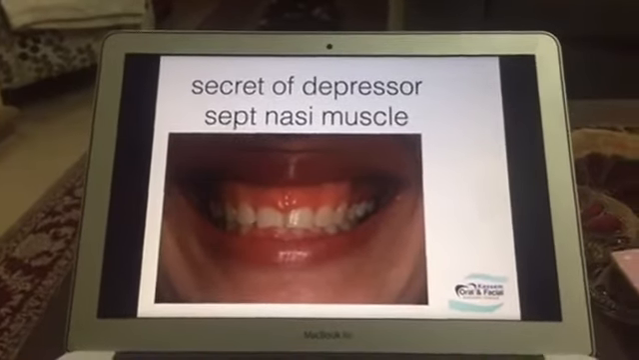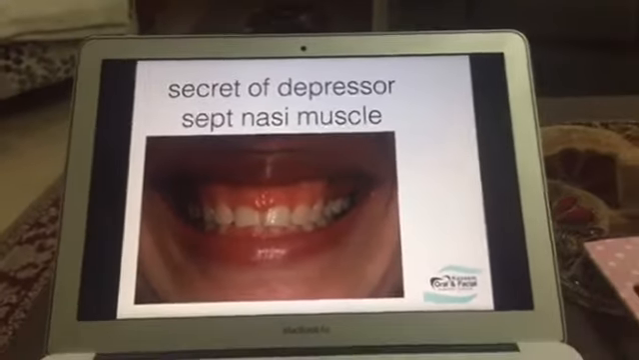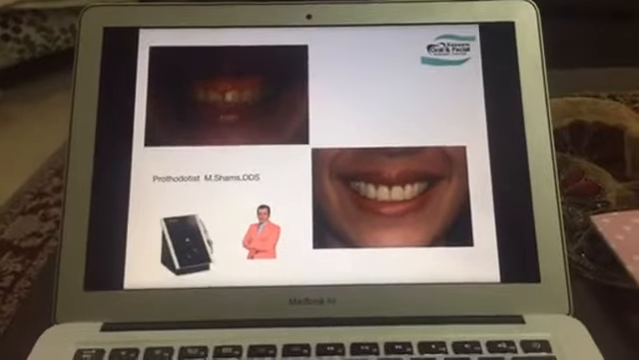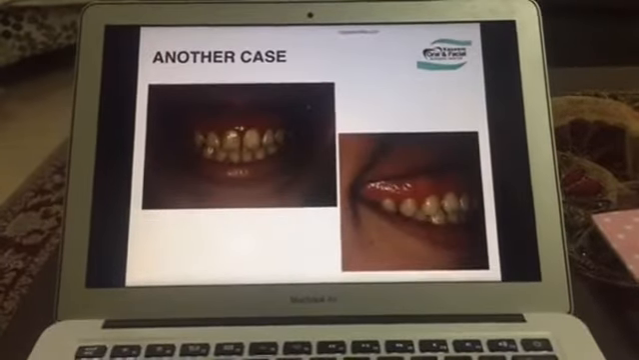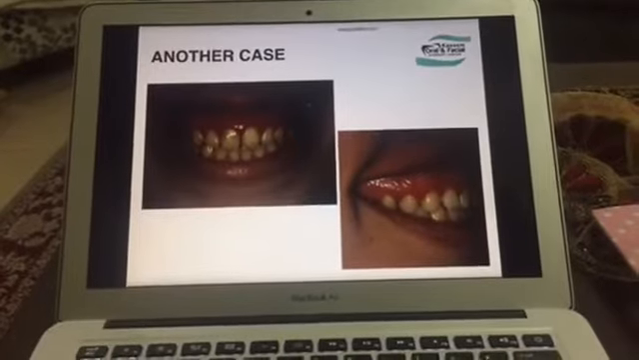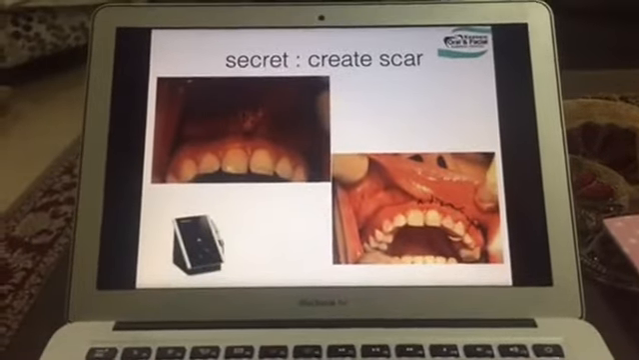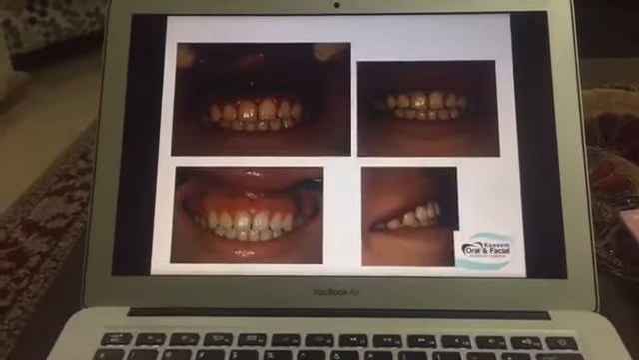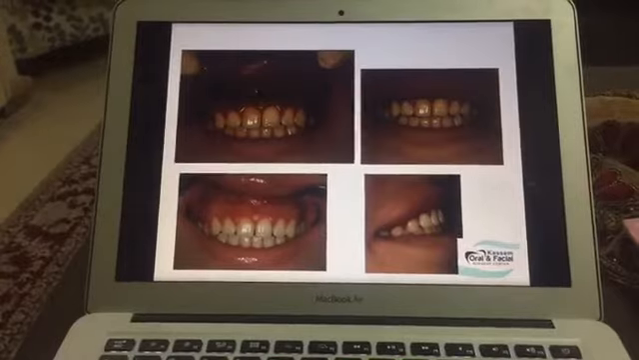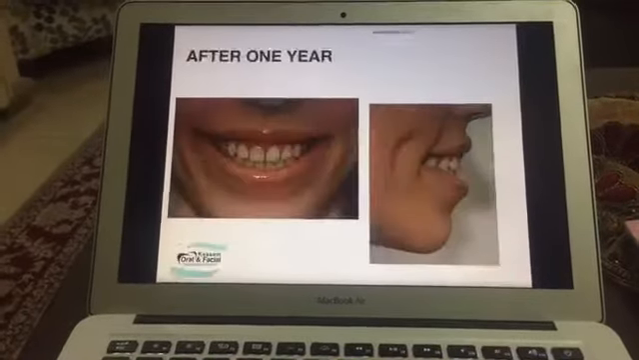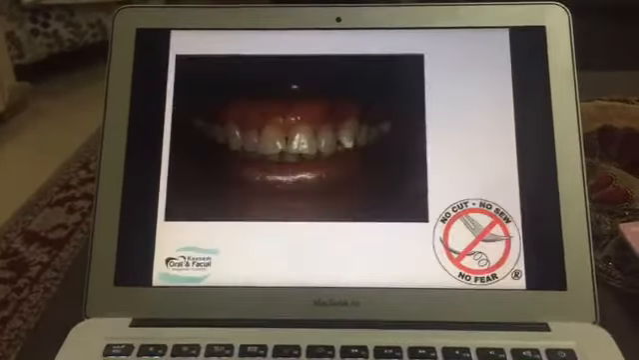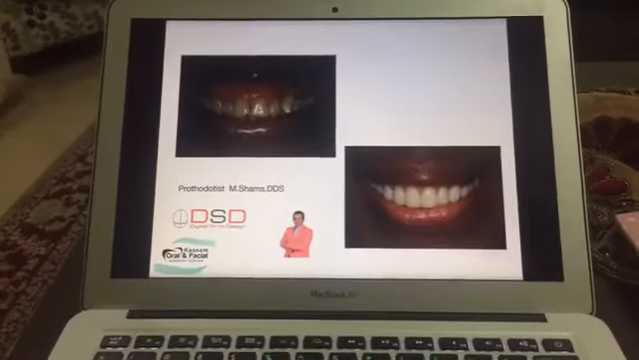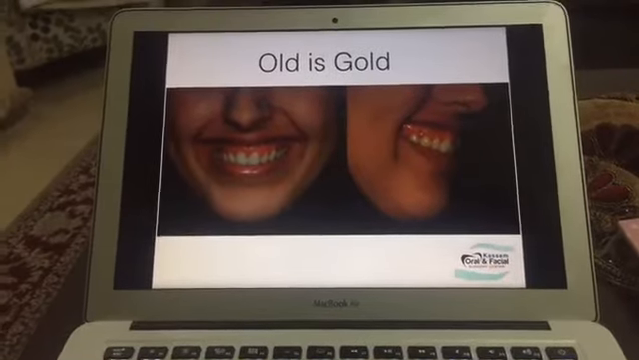This is another case. In that case, I make gingivectomy, and my friend Dr. Muhammad Shams makes these veneers. Another case, I make lip switching for that case. I prefer to use laser to create a scar, diode laser, then I make continuous locked sutures. This is after 1 year. Another case, also done by veneers, but I think old is gold.